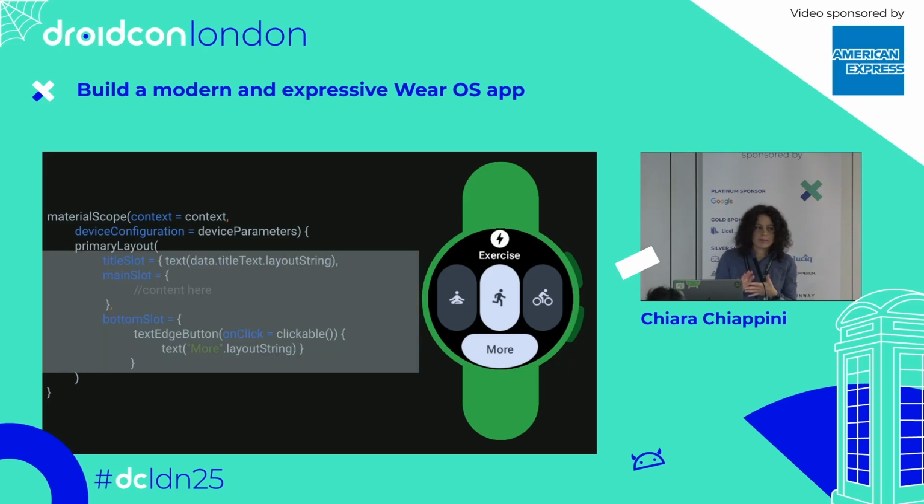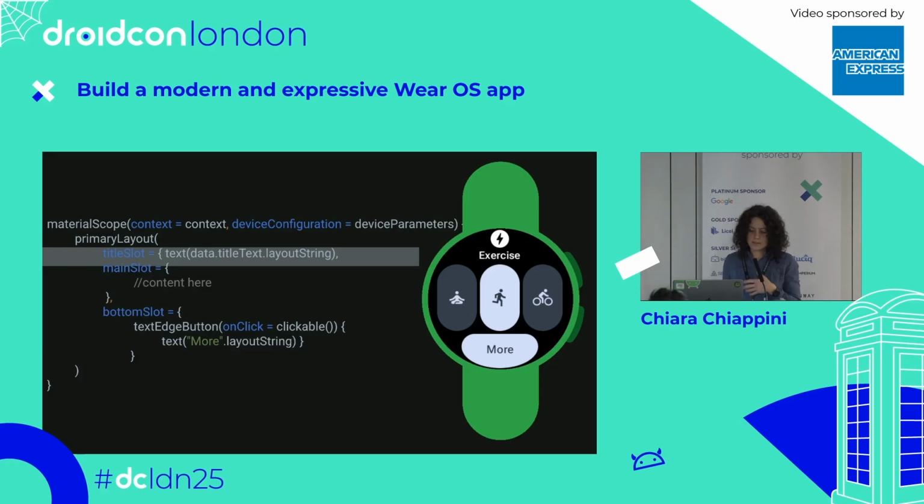So tiles in Material3 have a slot-based layout called primary layout that provides developers with specific areas to place different types of content. Why do we do that? Because this ensures that essential information and actions are always visible and well organized on the round display. So in this code sample, let's look at the main three slots: the title slot, the main slot, and the bottom slot.